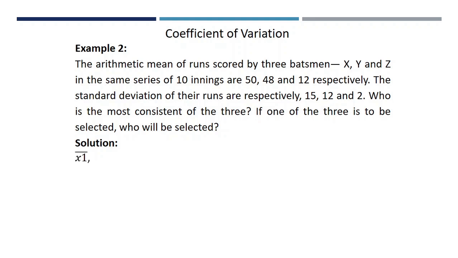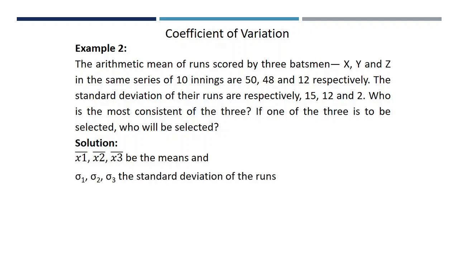So we are given the means of the 3 batsmen. Let x1 bar, x2 bar and x3 bar be the means of players X, Y and Z, and sigma 1, sigma 2, sigma 3 be the standard deviations of the runs scored by X, Y and Z.